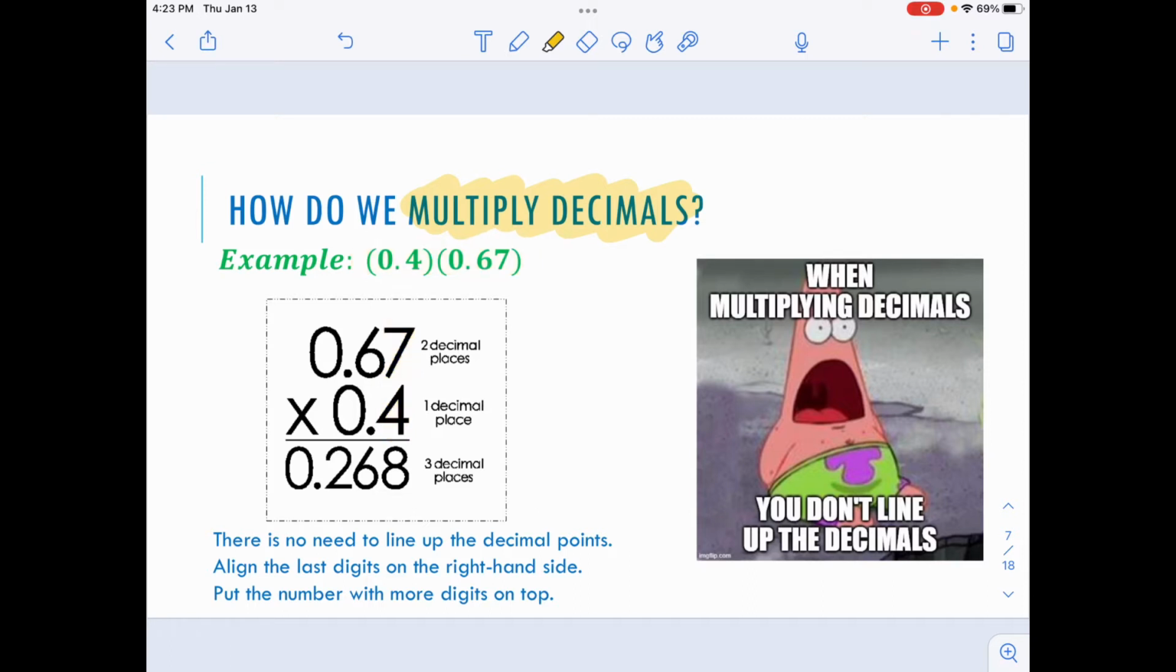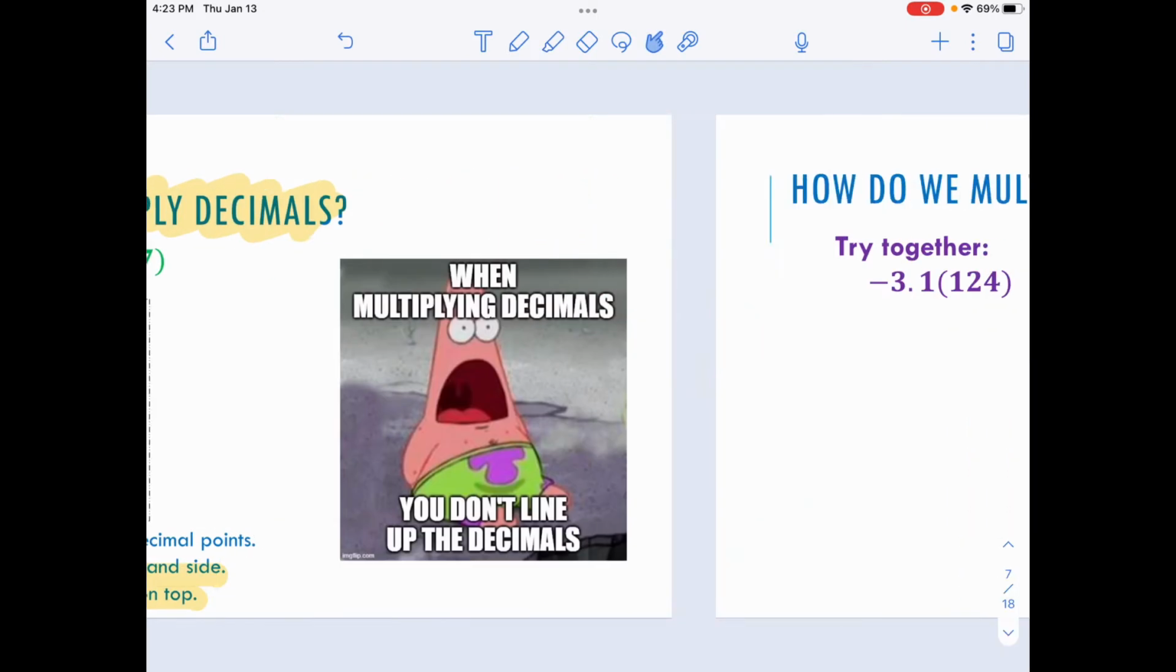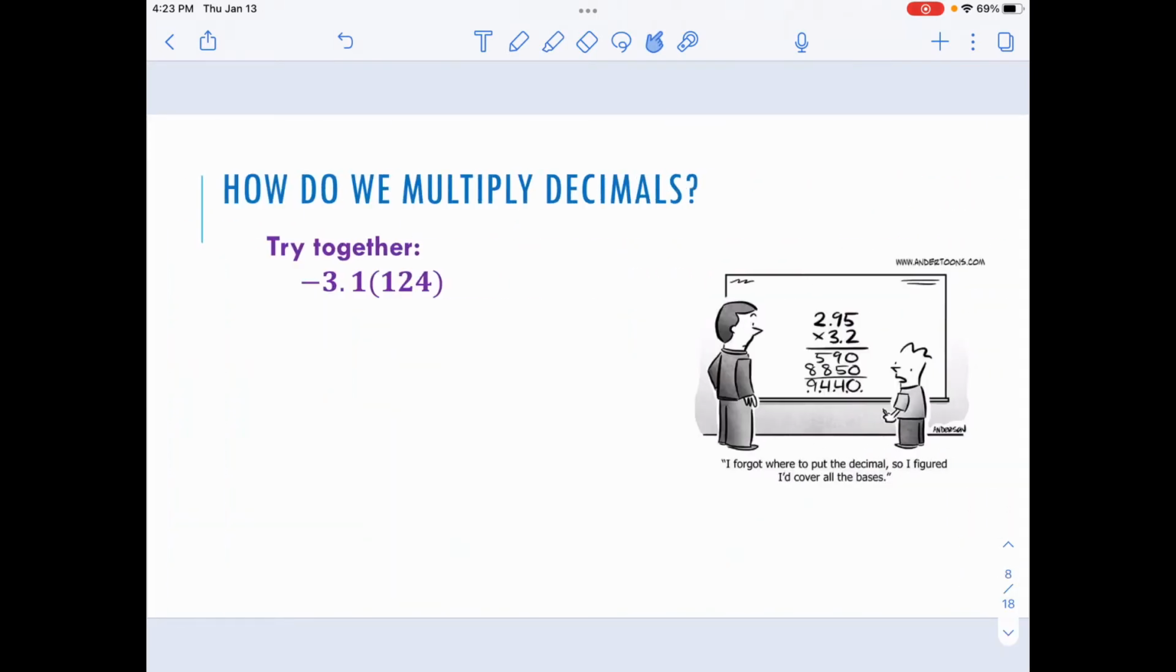So let's go through each of the steps. First and foremost, align the last digits on the right-hand side. You always should put the number with more digits on top, okay? So notice that it's not about what's larger. We're really going to put the one that has more digits on top. So let's try one out together. So we have -3 1/10 times 124. Take a moment and write that down in your notes as our first try it out example.